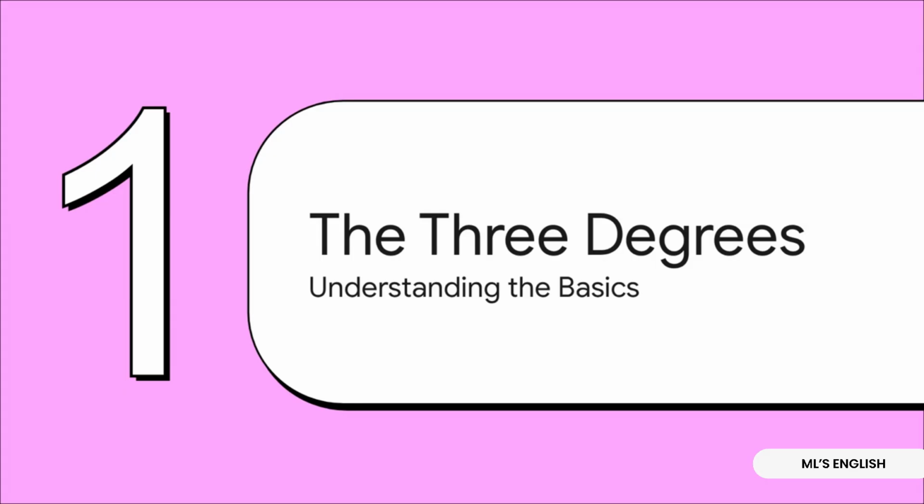To really get to the bottom of this, let's use a super simple story. It's about three friends and their mangoes. Trust me, it's the perfect way to see these three basic levels or degrees of comparison in action.